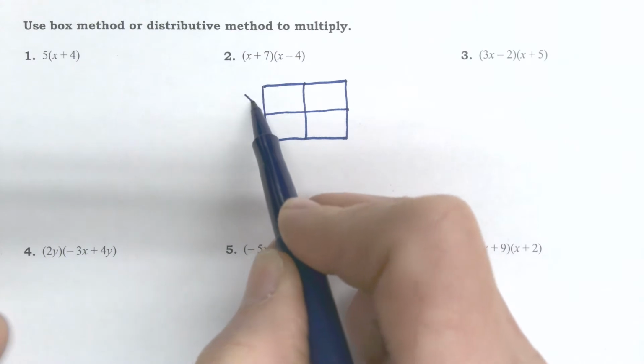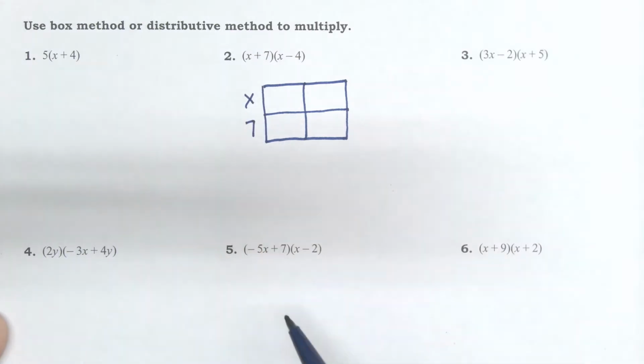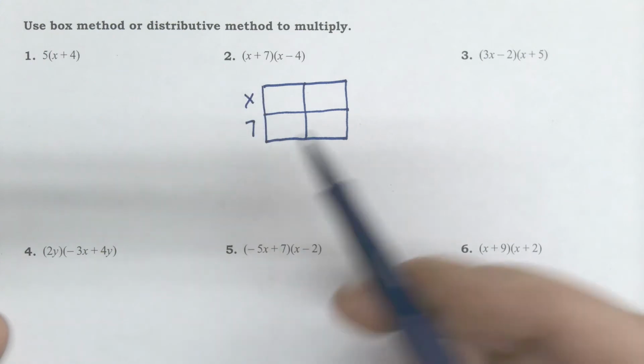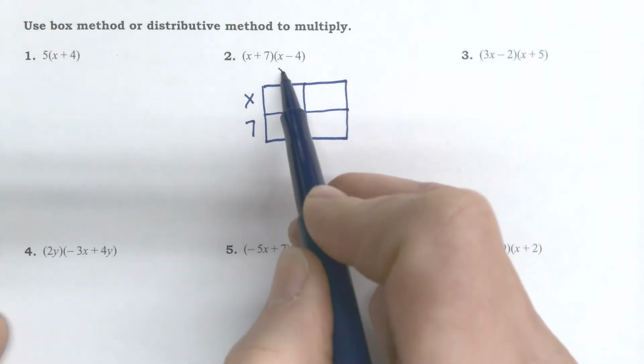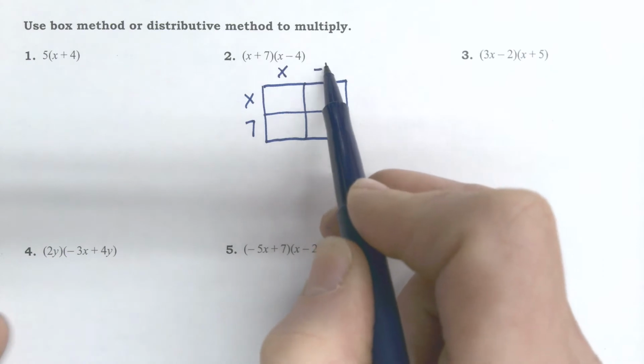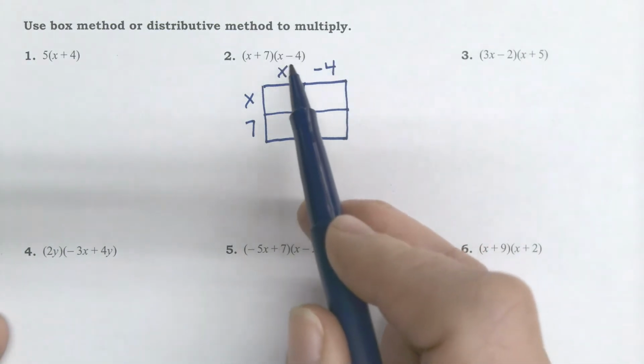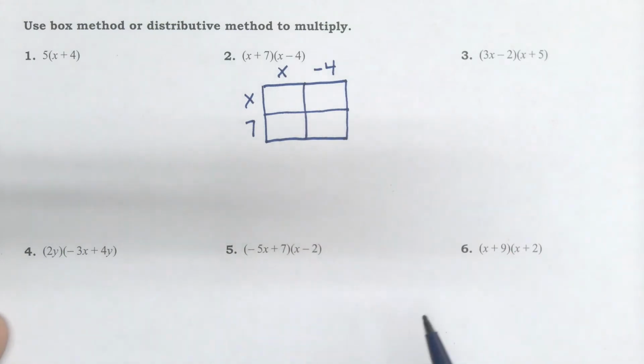Along the left-hand side, I write the terms of the first one. Because they're both positive, I don't put any little sign in front of them. And along the top, I put the terms of the second group. Because that 4 is minus, I treat it as a negative.